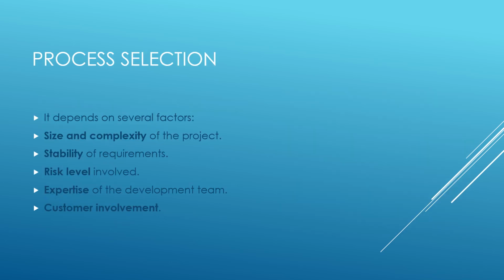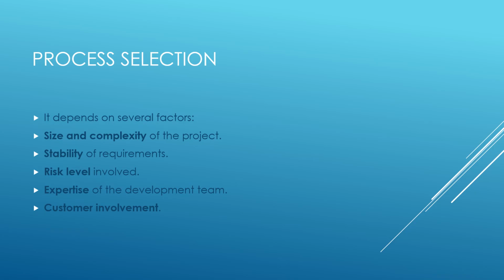So the previous discussion of multiple process models brings us to the very important question of how we choose which process model to use. We have discussed four process models in our previous slides: the waterfall model, spiral model, iteration model, and the agile model. And we have discussed the advantages and disadvantages of each model. And now we are at the point where the question in your mind is which process model we should use for our project. So basically the choice of process model depends on multiple factors, which could include size and complexity of the project, stability of requirements, risk level involved, expertise of the development team, and customer involvement.